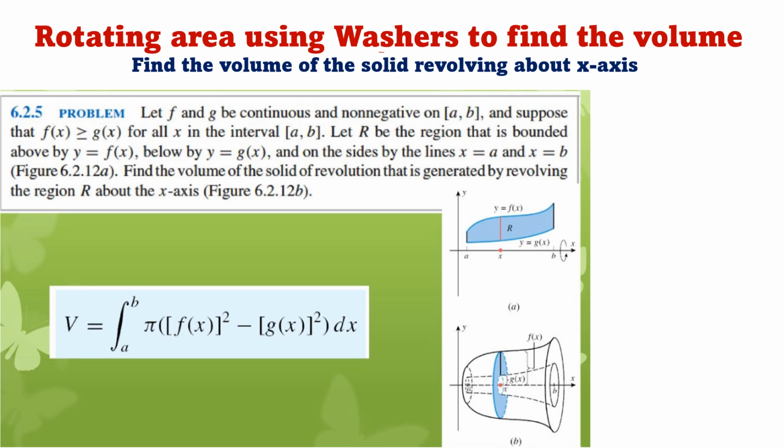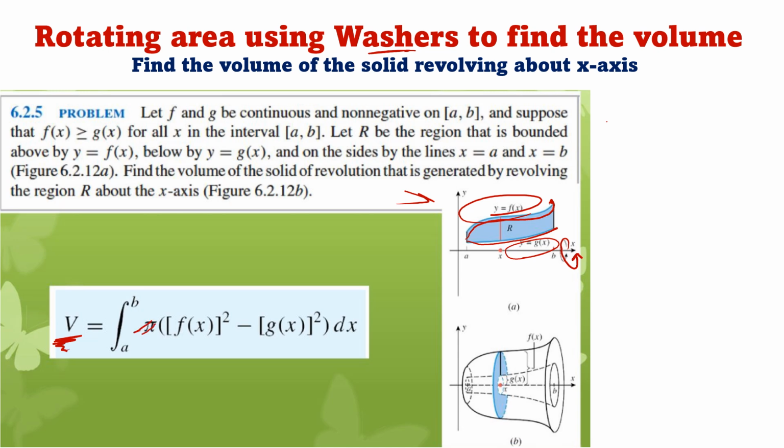Now, we say it is the washer method, not the disk method, when the region is bounded by two curves. So look at the graph. You can see that there is a top curve and also a bottom curve. In that case, when it moves around the x-axis, again the same thing: the equation should be written in terms of y equals f of x or y equals g of x. So to write the formula, you will write V equals pi.